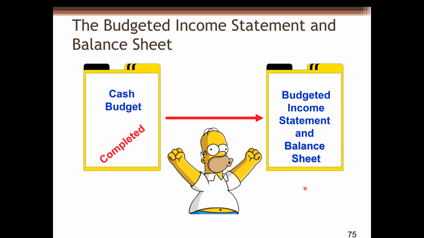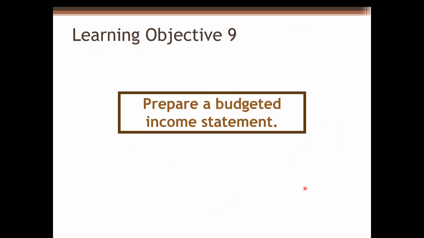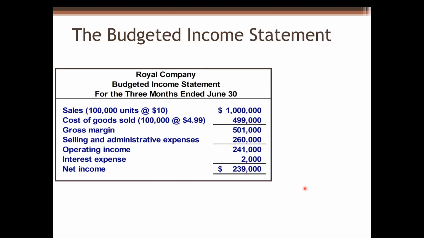After we complete our cash budget, we can prepare the budgeted income statement and balance sheet. Let's first take a look at budgeted income statement. For income statement, we use traditional income statement. We start from sales minus cost goods sold to get gross margin, minus selling and administrative expenses, we get operating income. We minus interest expense, and finally, we can get net income.